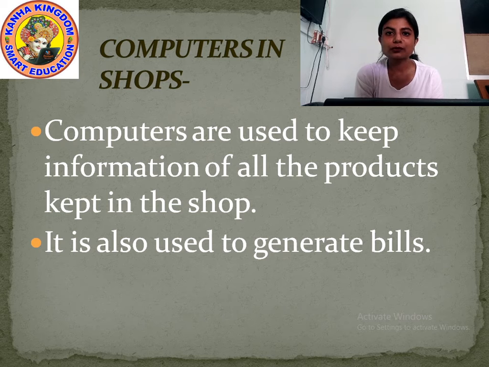So students, why do we use a computer in shop? Why do shopkeepers use computers? What is written there? See? Computers are used to keep information of all the products kept in the shop. It is also used to generate bills. Okay. The things that are present in the shop, all the records are kept in the computer. That is why a shopkeeper uses computer to keep all the records of the products that are available in a shop. And a computer is also used to generate bills, to make bills of the customers.